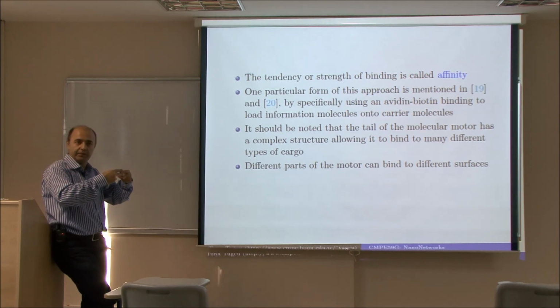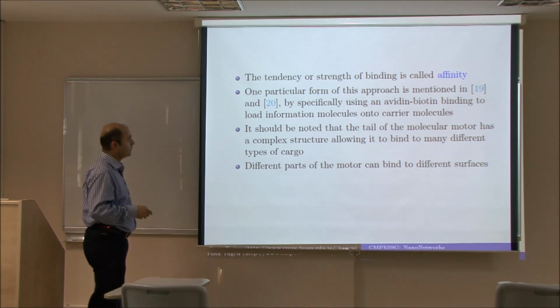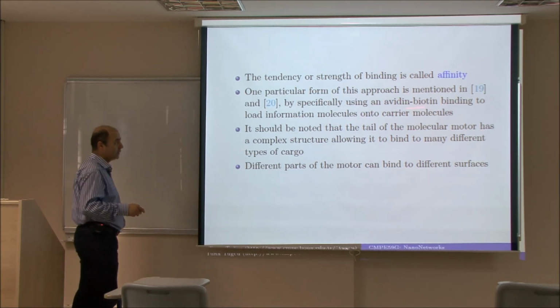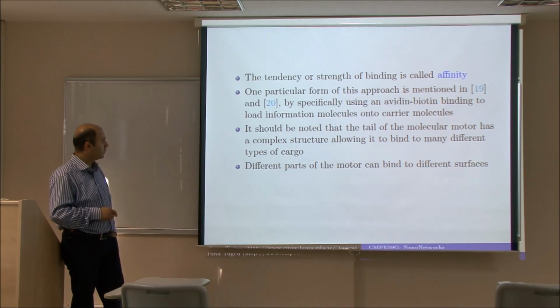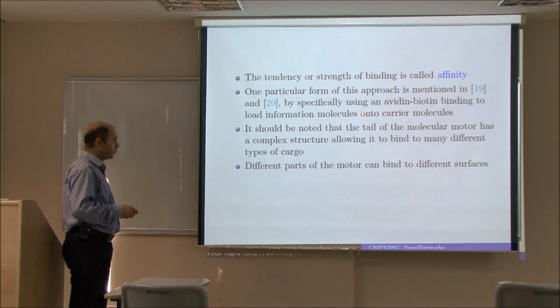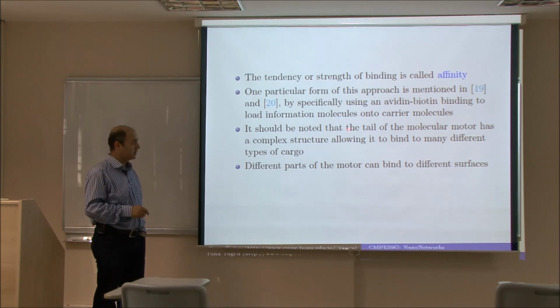It should also be noted that the tail of the molecular motor has a very complex structure, allowing it to bind to many different types of cargo, but still specific types of cargo. So each molecular motor is able to carry selected types of molecules, and different parts of the motor can bind to different surfaces.